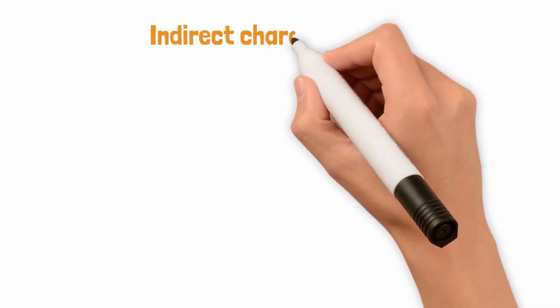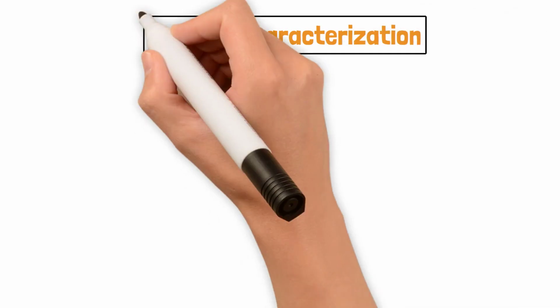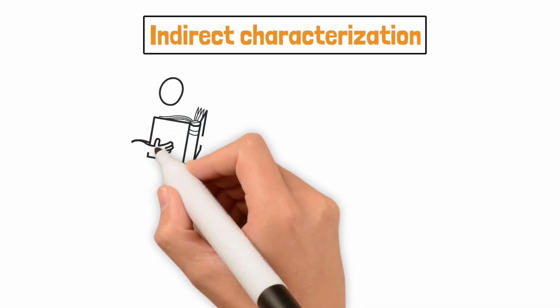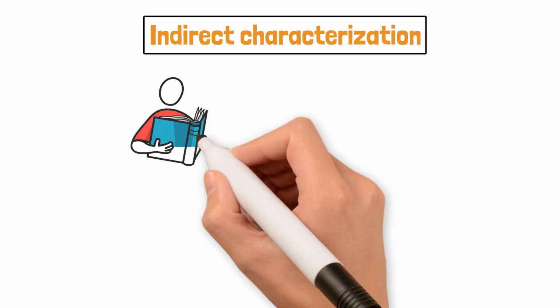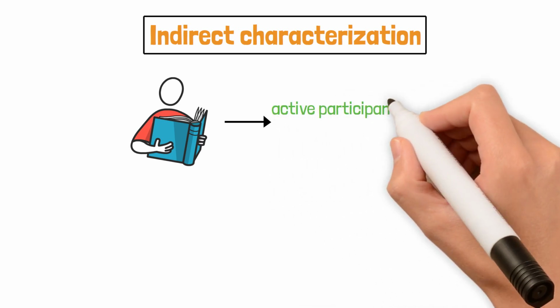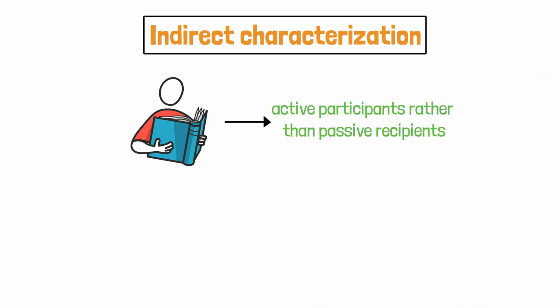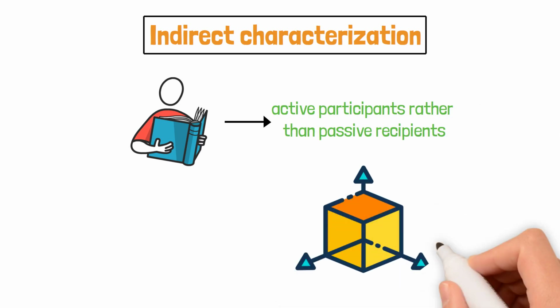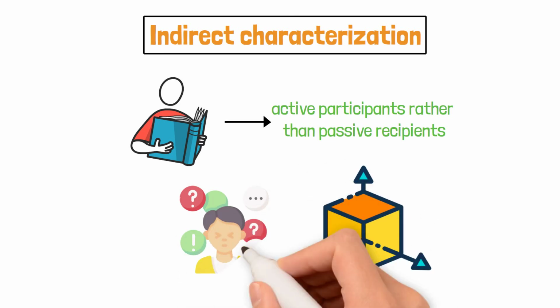Indirect characterization serves multiple purposes within a story. By allowing readers to piece together information about characters, indirect characterization draws readers into the story, making them active participants rather than passive recipients of information. Characters become multidimensional when their traits are revealed gradually and through multiple layers. This complexity makes them more relatable and exciting.